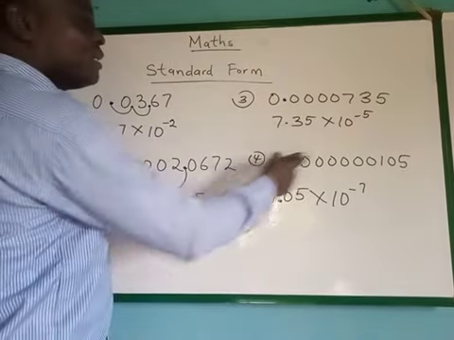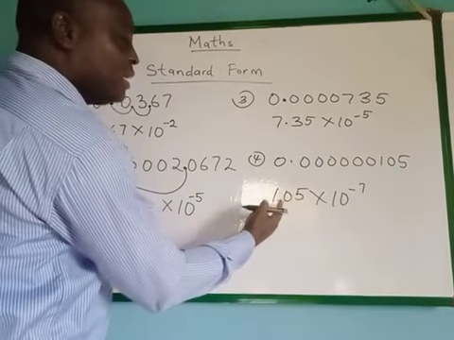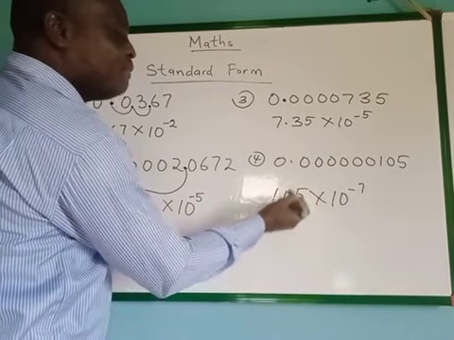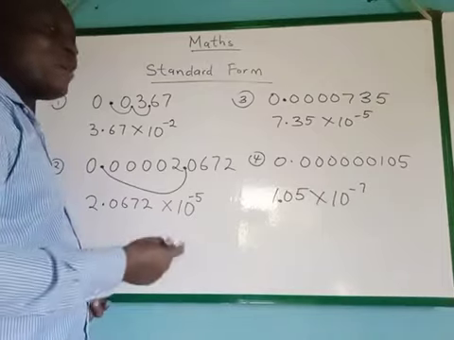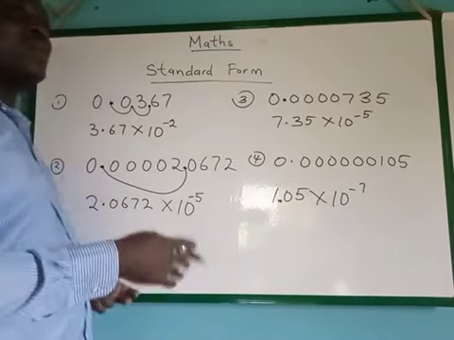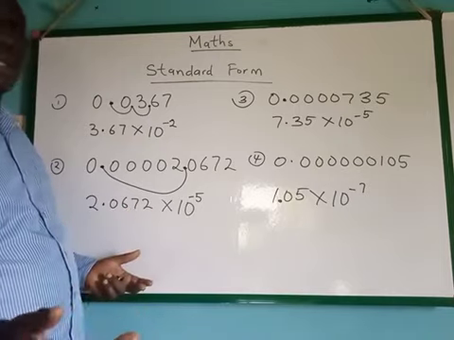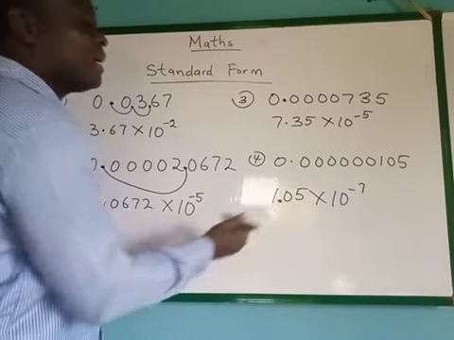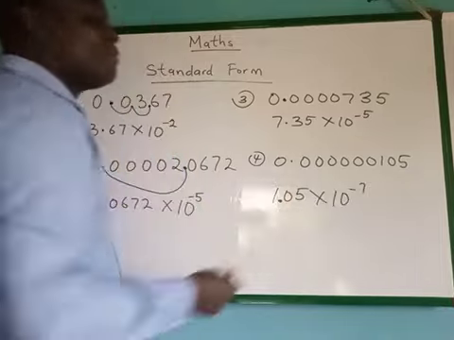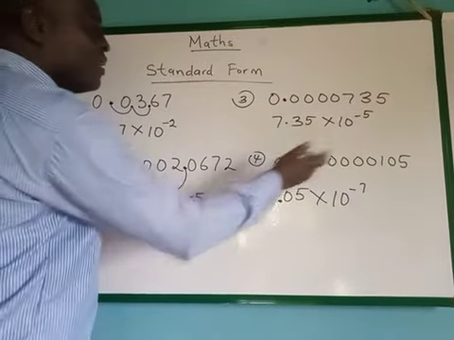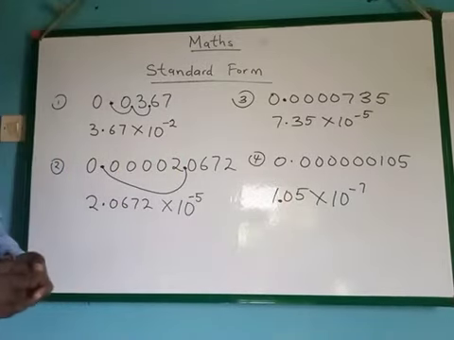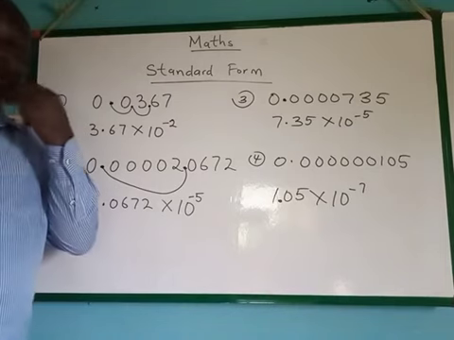That is equivalent to this number. I can't put it here because if I put it here, it will be 10.5. But we are looking for a number that is between 1 and 10. It should not be less than 1. It should not be greater than 10. So this is the right number and this is the right power of 10. That is equivalent to this number. That is all I will take on that.